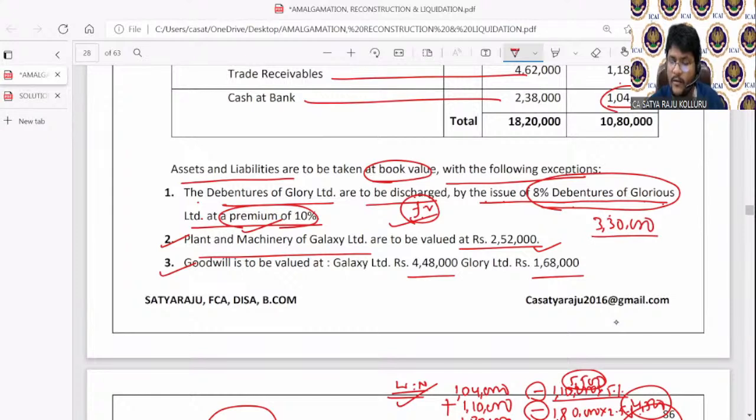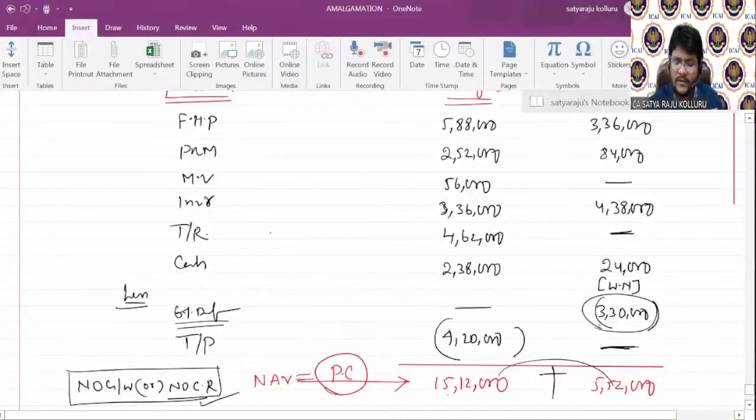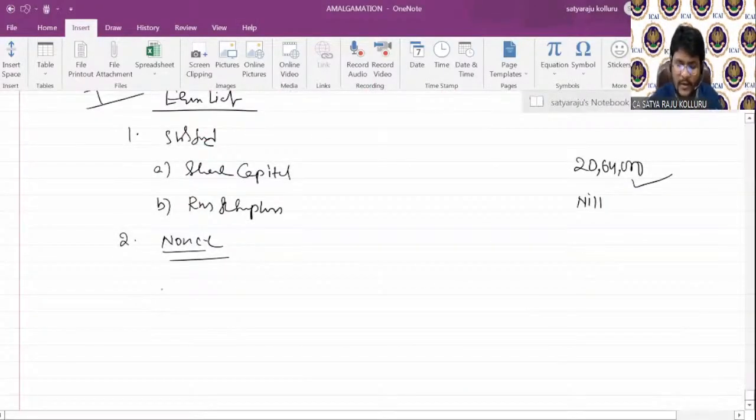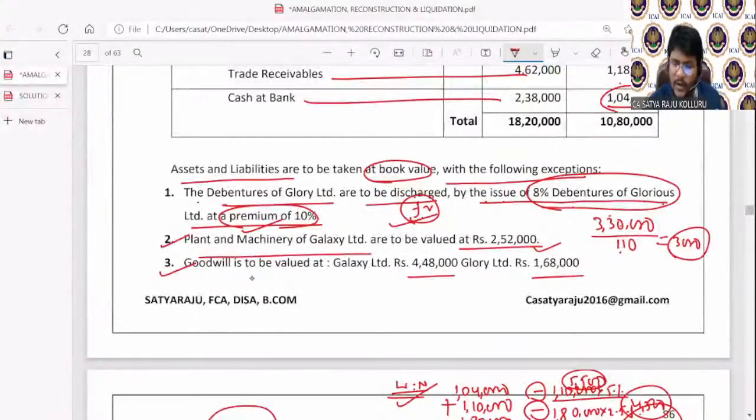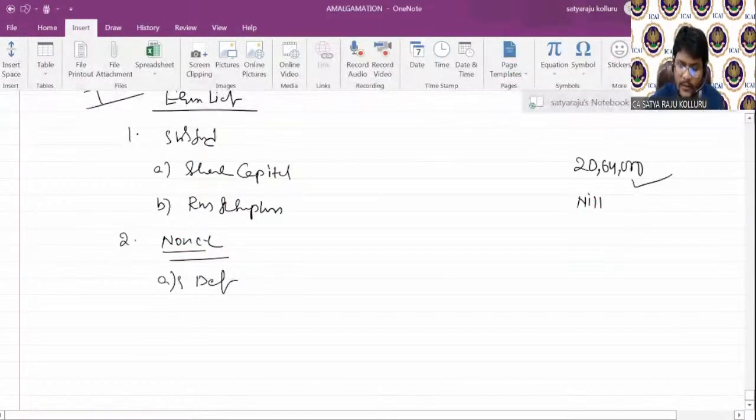3,30,000 divided by 110 rupees. How many debentures are we going to issue? 3,30,000 divided by 110 means we are issuing 3,000 debentures. Face value is 100. 3,000 into 100 means the worth of debentures is only 3 lakhs. So what is the percentage of the debentures we are going to issue? 8% debentures. 8% debentures is only 3 lakh.